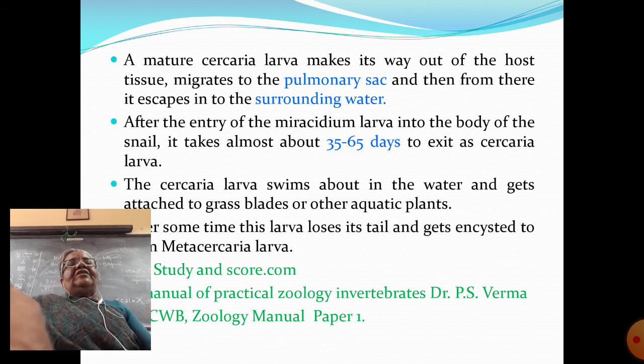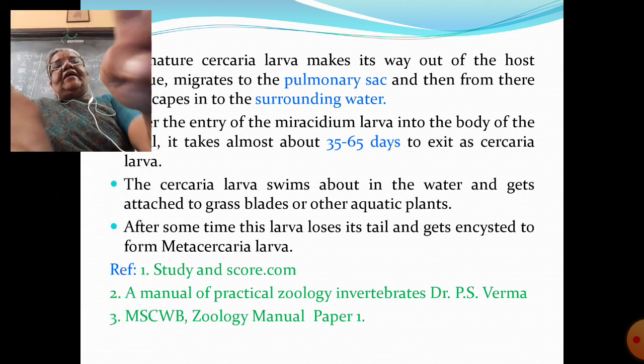stays there for 35 to 65 days, and what all happens there? All larval stages are developed there, right? Miracidium becoming radia, radia becoming second generation of radia, radia becoming the Circaria, then Circaria becoming metacercaria, that is encystment. And for all this to happen, it takes about 35 to 65 days, and it exits out of the body of the intermediate host as Circaria larva.